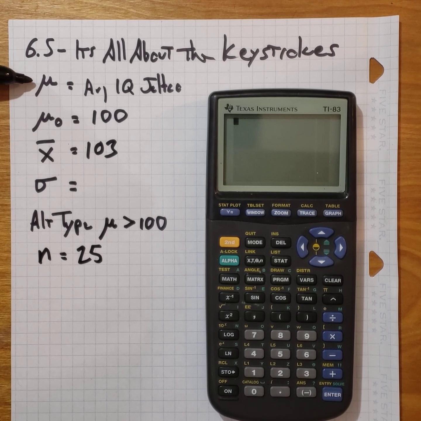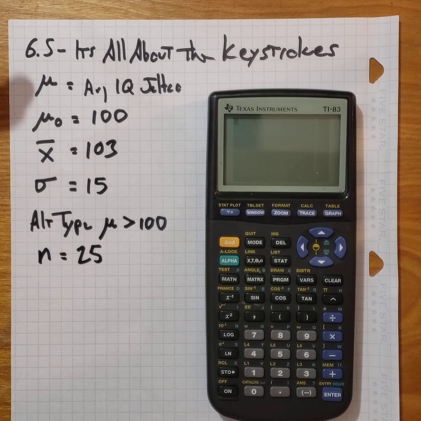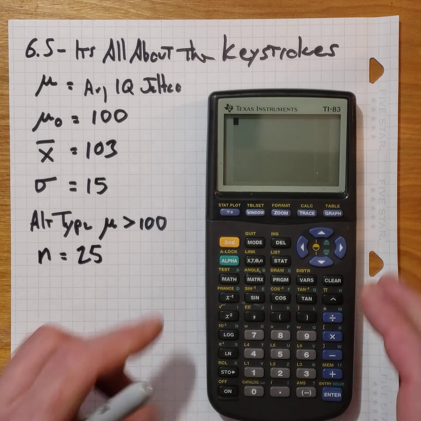Okay, so mu is the actual average for the population. X bar is what we use for the average for the sample. The number we're comparing that to is mu naught, our 100, and our sigma, again, for the population of IQs, that's going to be 15. You need to identify all of that information before we can put it in the calculator.